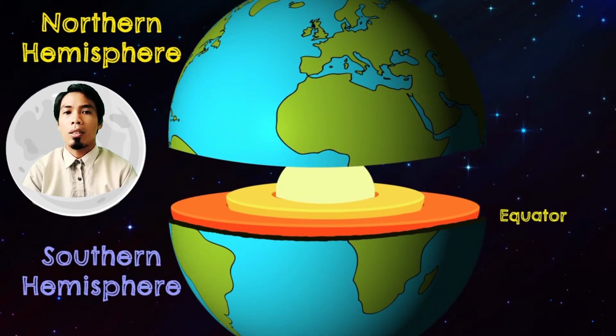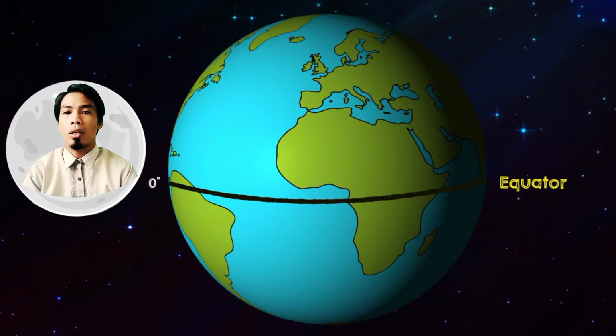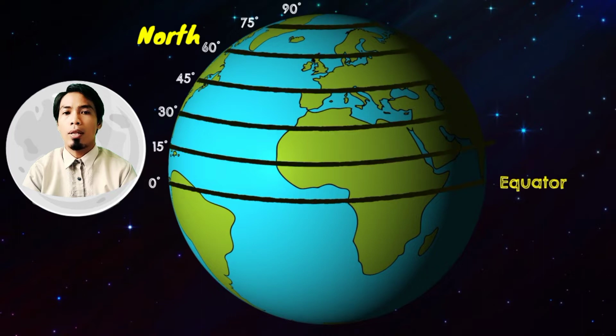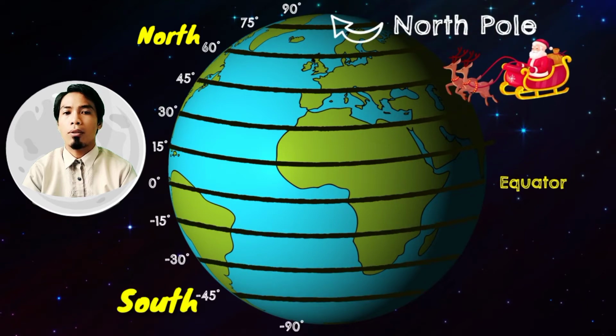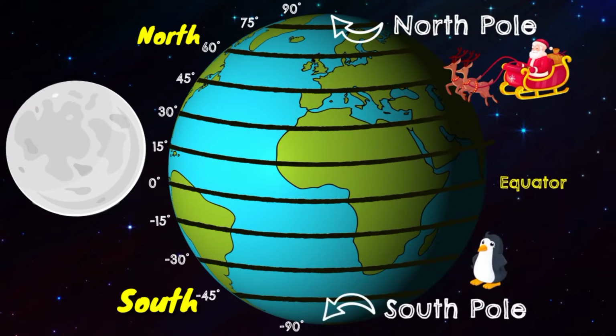Latitudes are measured in degrees, and the equator is at 0 degrees. Latitudes in the north of the equator go up from 1 to 90 degrees until they reach the North Pole. Latitudes in the south of the equator go down from 1 to 90 degrees until they reach the South Pole. The distance between two latitudes is 15 degrees.